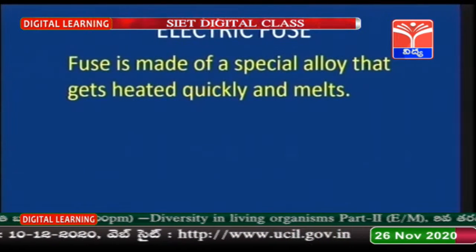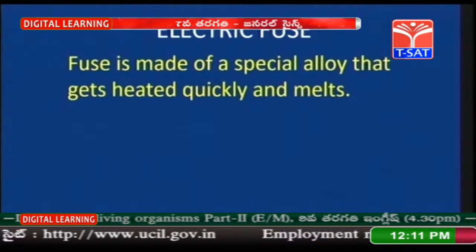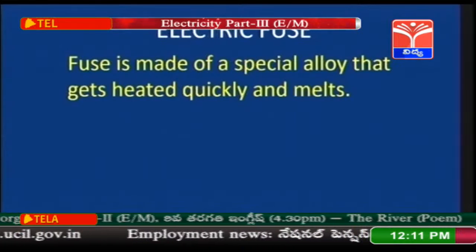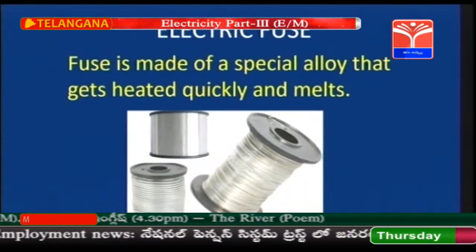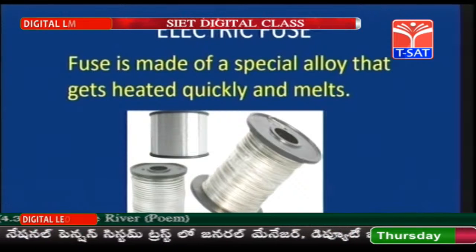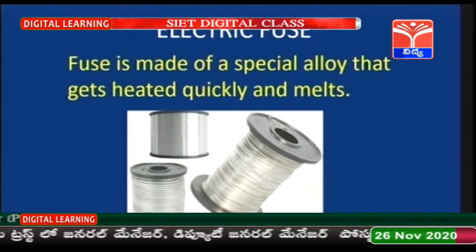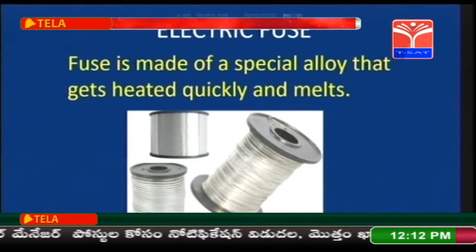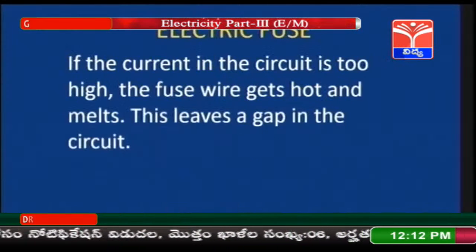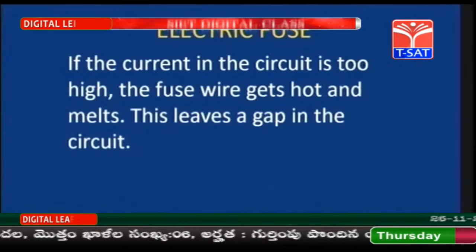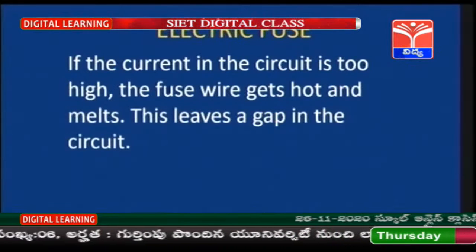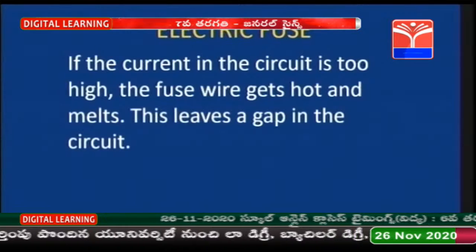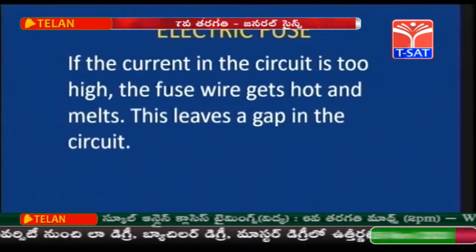Now, electric fuse. A fuse is made up of a special alloy that gets heated quickly and melts. Now this is a fuse wire. It is made up of a special alloy. Normally copper and tin are used for making fuse wire. If the current in the circuit is too high, the fuse wire gets hot and melts. This leaves a gap in the circuit.